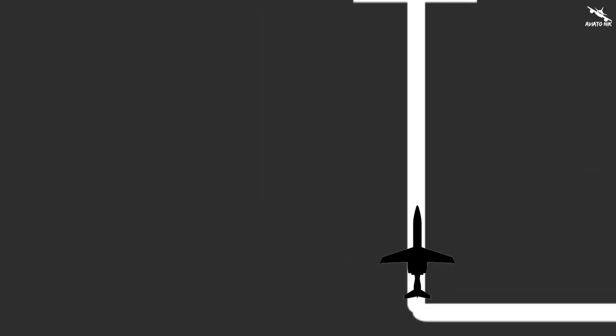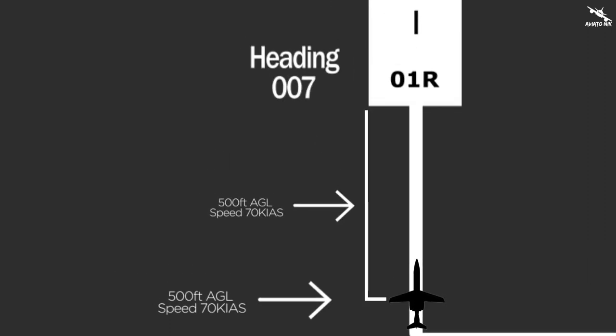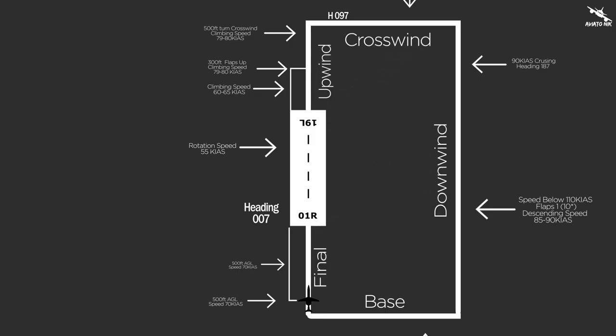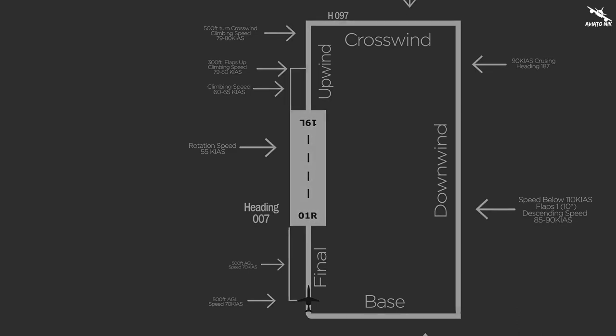Now on final, we had 500 feet and 70 knots of approaching speed. We maintained 70 knots of approaching speed until above threshold. Then we continuously reduced power to have a perfect landing. Alright, that is a part of landing and we're going to make a separate video for landing. For now, we're going to finish our video here.